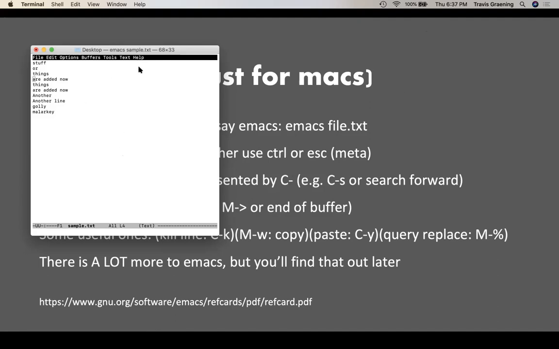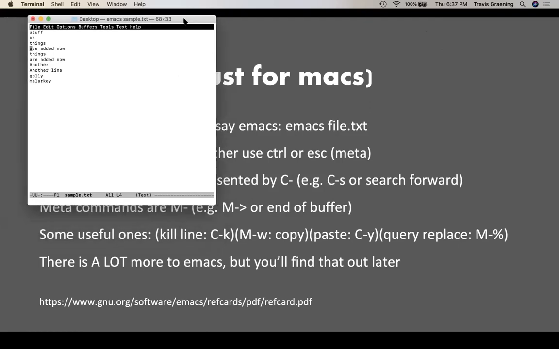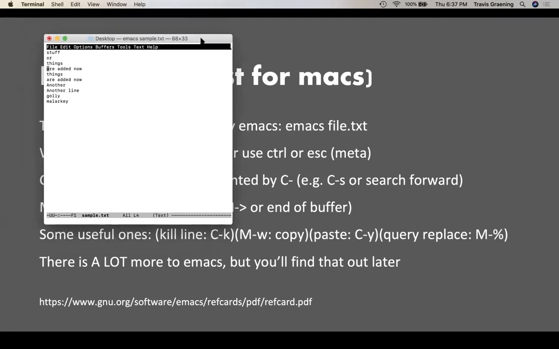Just a couple more things that we're going to talk about before we move on. One is the search forward command. If we do Control S, you can see that a window pops up at the bottom that says I-search. If I start typing in A for another, you can see that it'll start highlighting where A or another shows up on the screen.